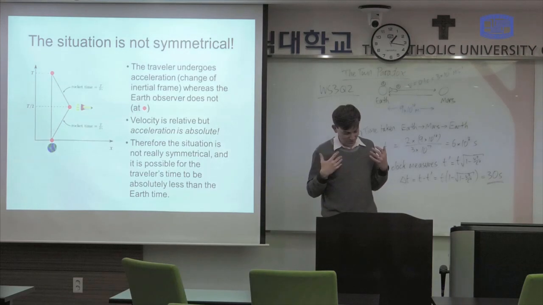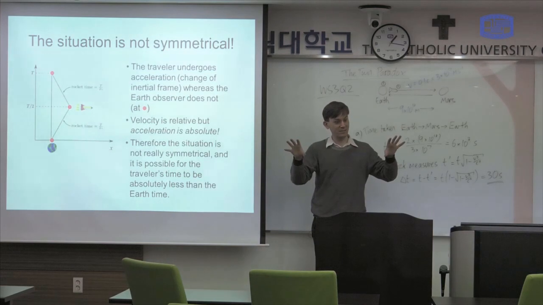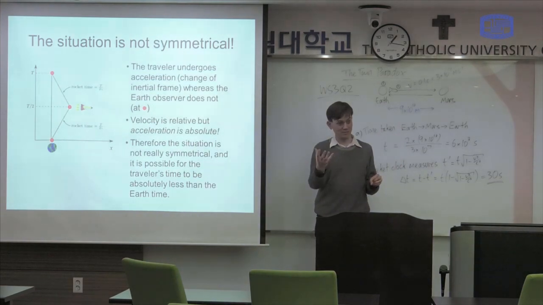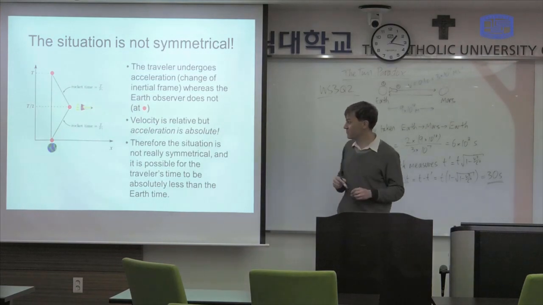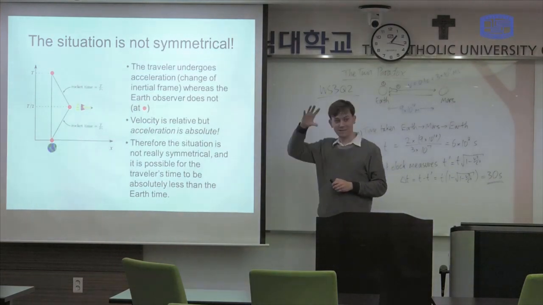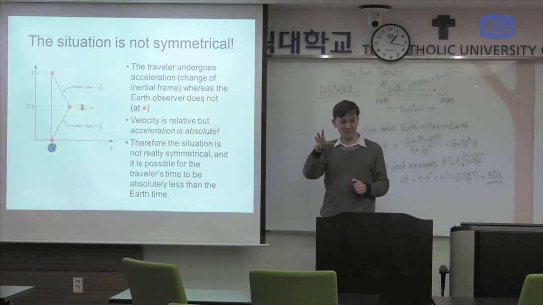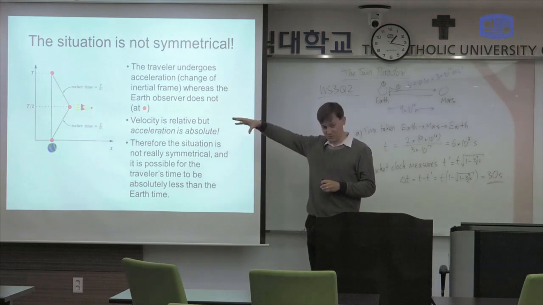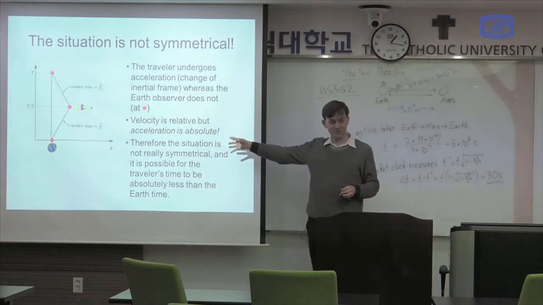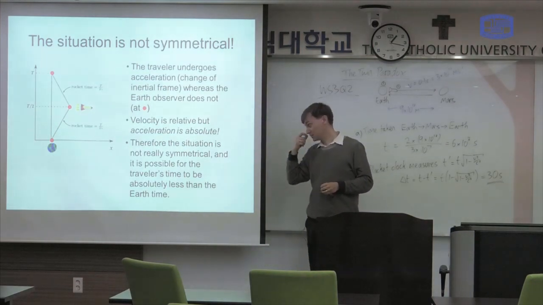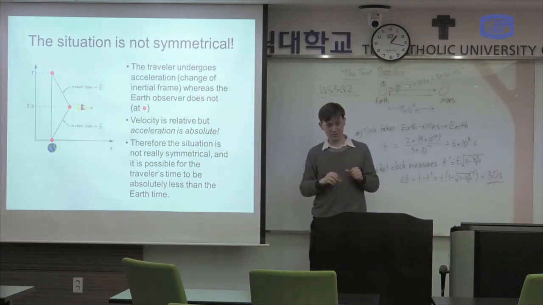So although velocity is a relative thing, you can only talk about relative velocities, acceleration is an absolute thing, okay? So in this particular example in the twin paradox, we can say absolutely that the twin in the rocket is accelerating, the twin on the Earth is not accelerating. This does not depend upon the observer's perspective at all, therefore the situation is not symmetrical, and therefore at the end, when they compare their clocks, there's no reason why the clocks should show the same time.